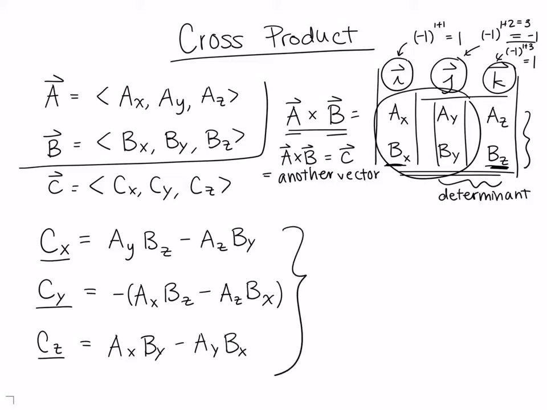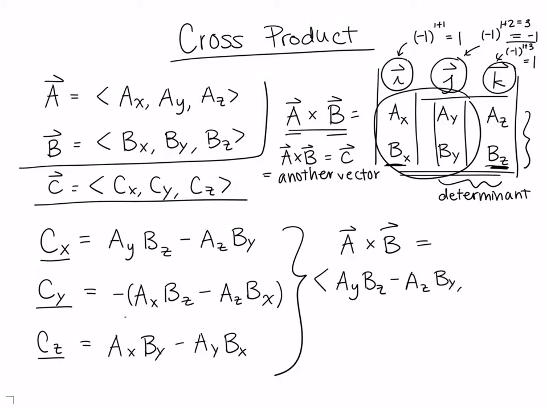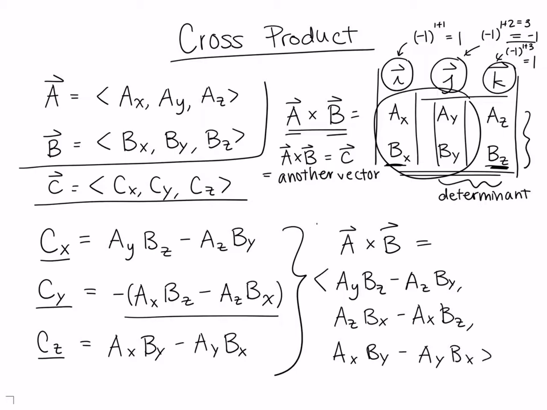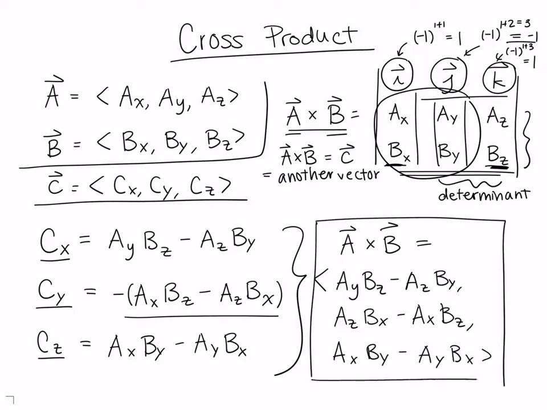And thus, when we put these three components together to create C, we find that the cross product A cross B with the given components is just going to equal AYBZ minus AZBY, comma, and here we can multiply the -1 out. So we have AZBX minus AXBZ, and finally AXBY minus AYBX. And that is how we can figure out the cross product.